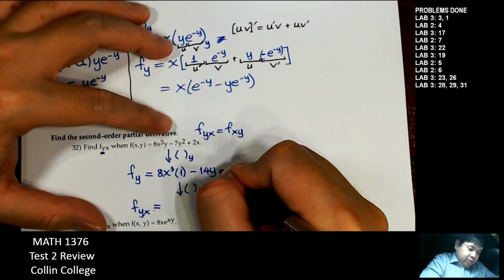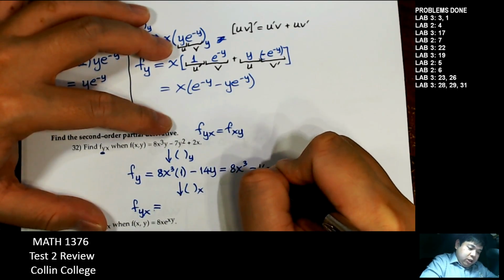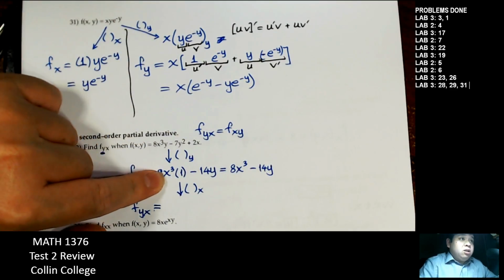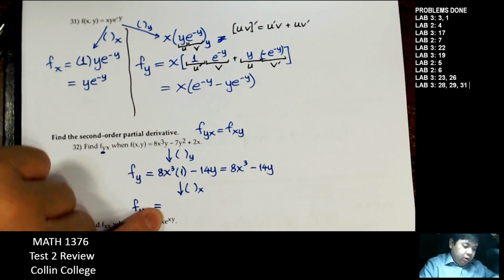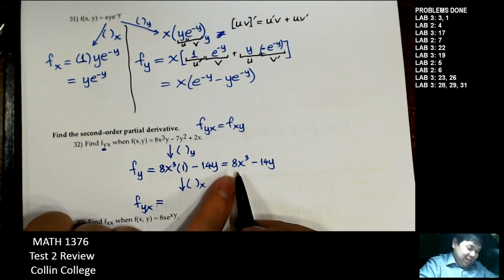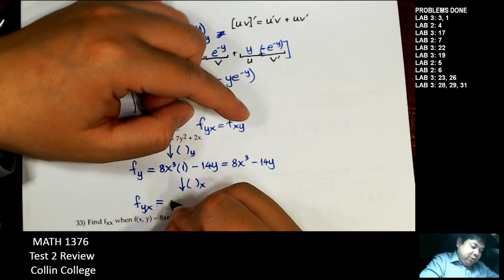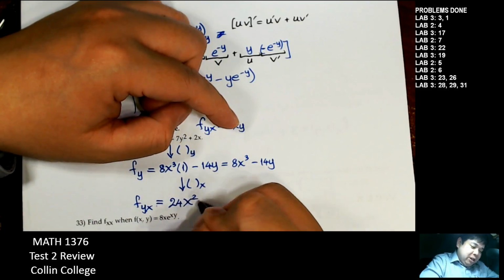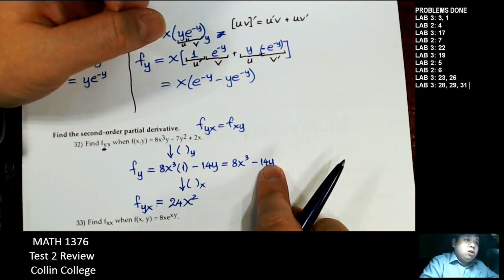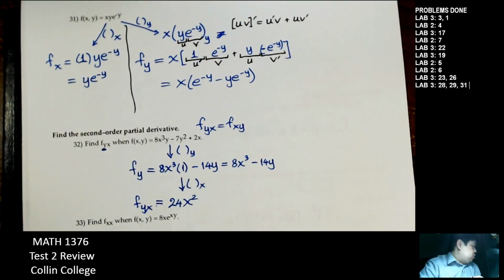Let's simplify that first. 8x cubed minus 14y. That is a constant. The derivative, this time with respect to x, of this will be 24x squared, and that is a constant with respect to x, so it will be 0. So pretty much just 24x squared.